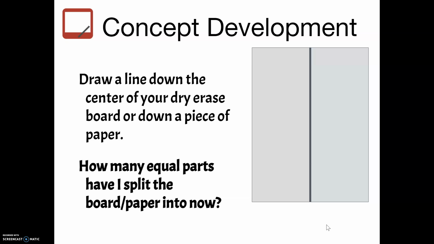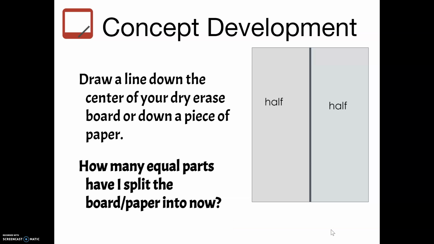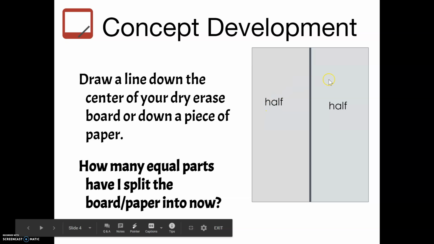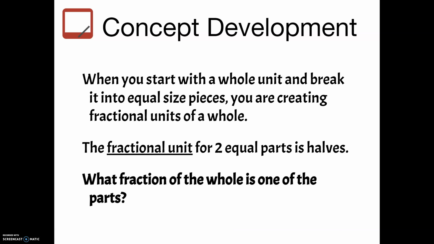The key to fractions is that all of our parts that we create are equal. So a fraction, we will start with a whole and we will break it into equal parts today. When we have 2 equal parts, each one is called a half. This is half and this is half. Those halves are going to be something called our fractional units. When you start with a whole unit and you break it into equal sized pieces, you are creating fractional units of a whole. The fractional unit for 2 equal parts is halves.